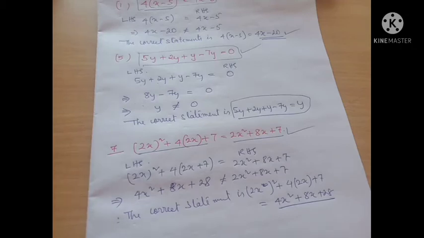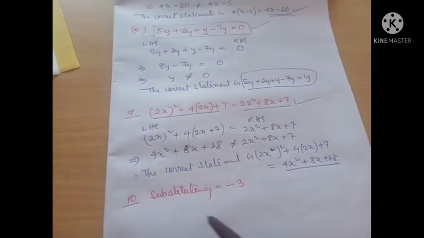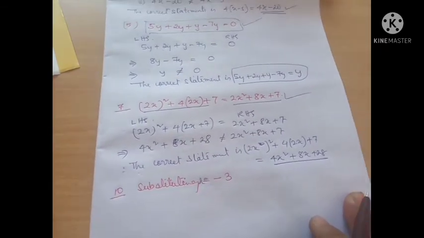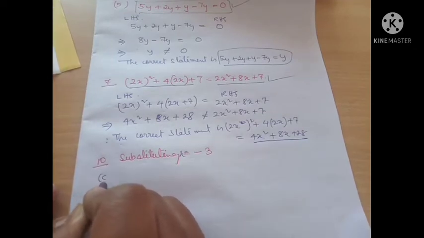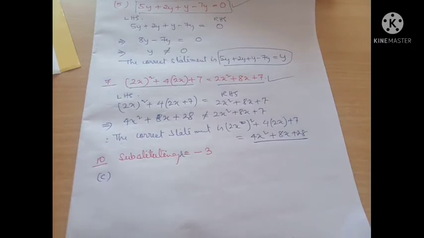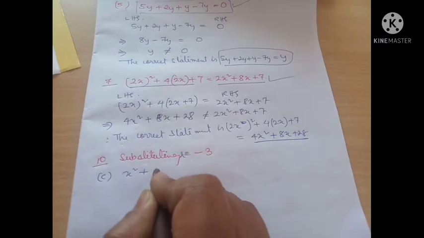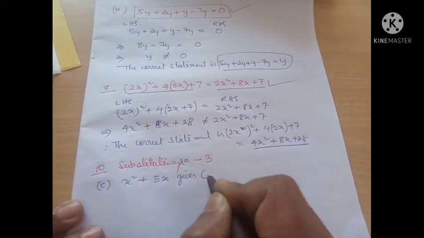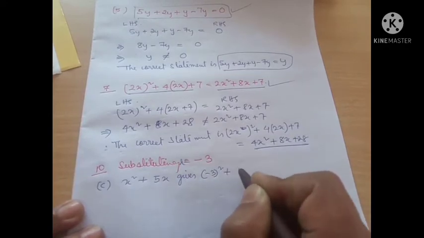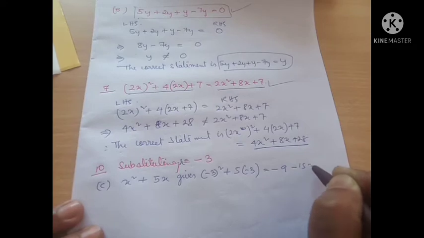So next we will have question number 10. We have to substitute the value of x as minus 3. There are three questions A, B, C. Now we will calculate question number C. Here comes x square plus 5x, with x equal to minus 3: minus 3 square plus 5 into minus 3 is equal to minus 9 minus 15, equal to minus 24.